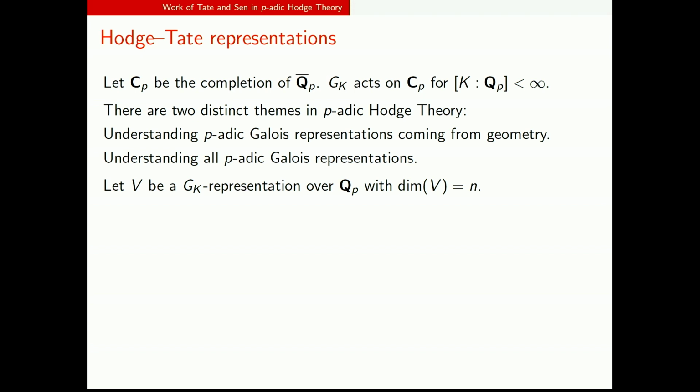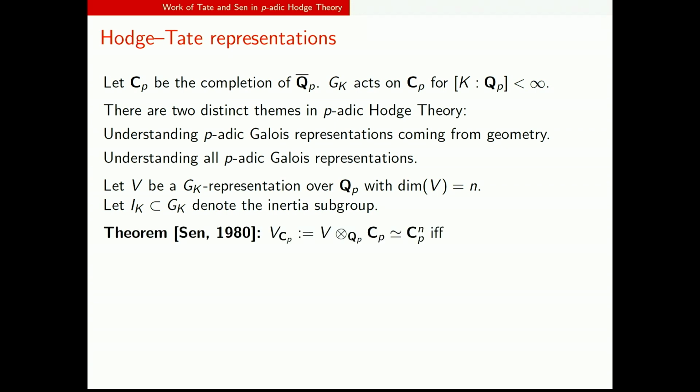So let's suppose we have an n-dimensional representation V over Q_p, and let I_K be the inertia group. We can form the representation where we tensor V over Q_p with C_p. That seems like an innocuous thing, you're just extending scalars, but we're doing something quite different. The Galois group is acting on V, but it's also acting on C_p in a very complicated way. And that's crucial for understanding what type of thing this is.